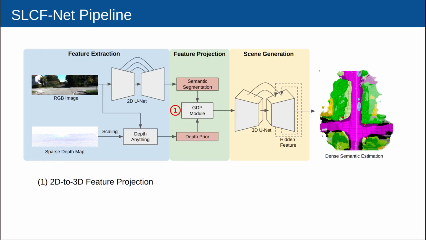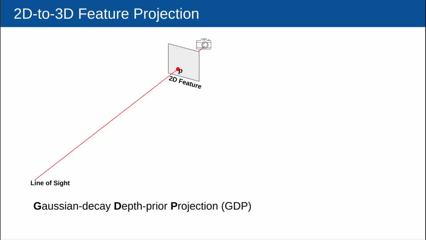Two highlights of this framework are the GDP module, which projects 2D features to 3D space, and a 3D recurrent U-Net, which learns temporal information. Let's start with the GDP module.